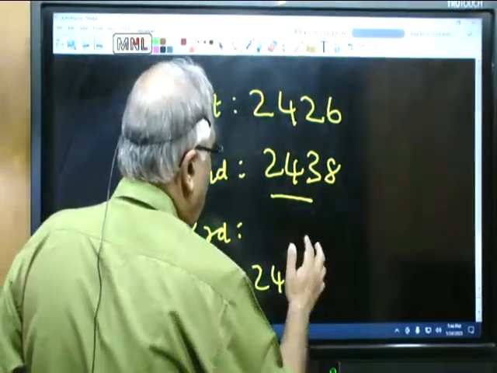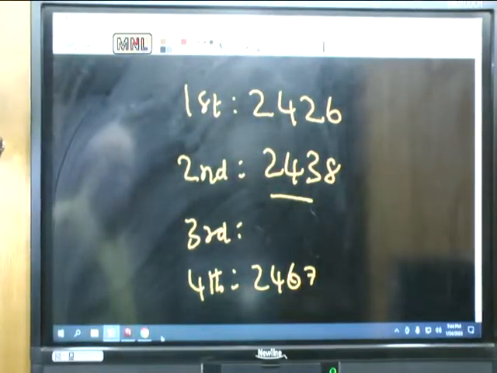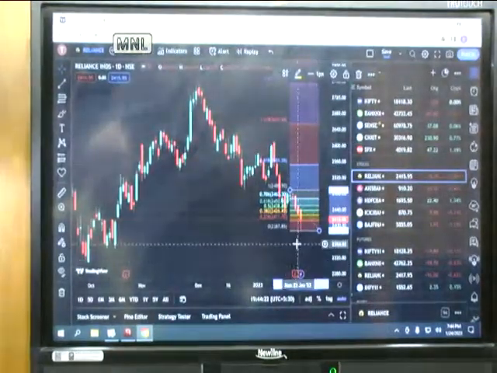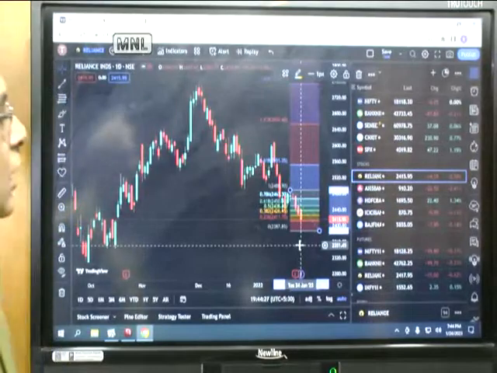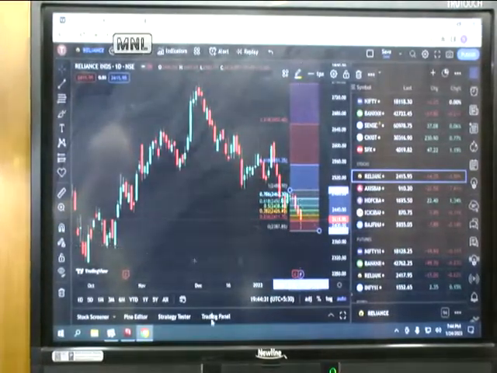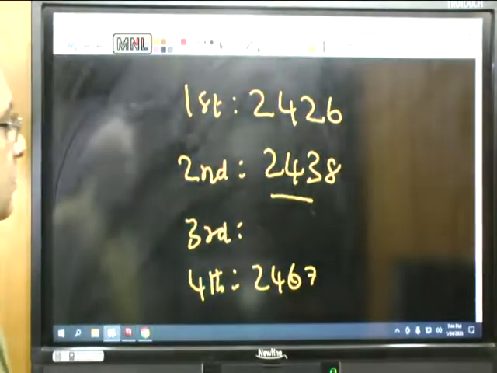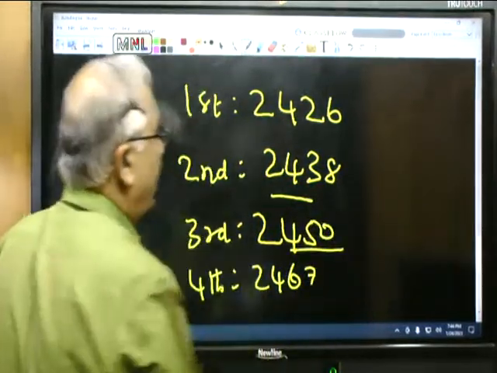It closed at 2415, right? So we need to be a little bit realistic. It should not go above 2443. So 2438, 2426 to 2438 seems to be realistic. Worst case is it goes to 2450 to 2467. So these are all resistance areas.